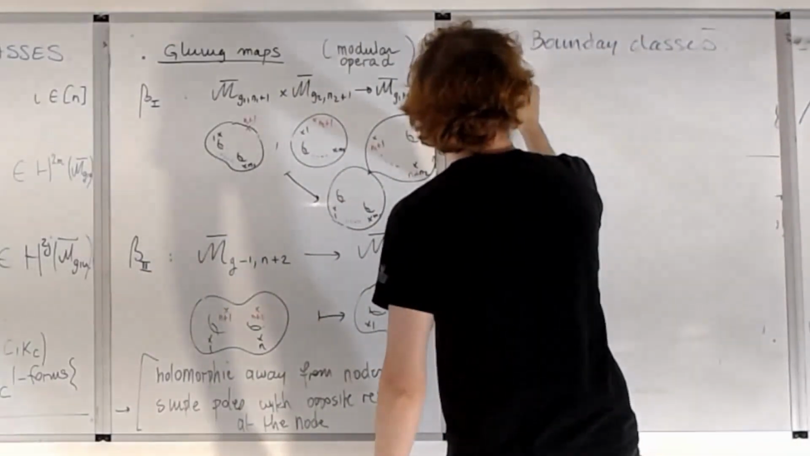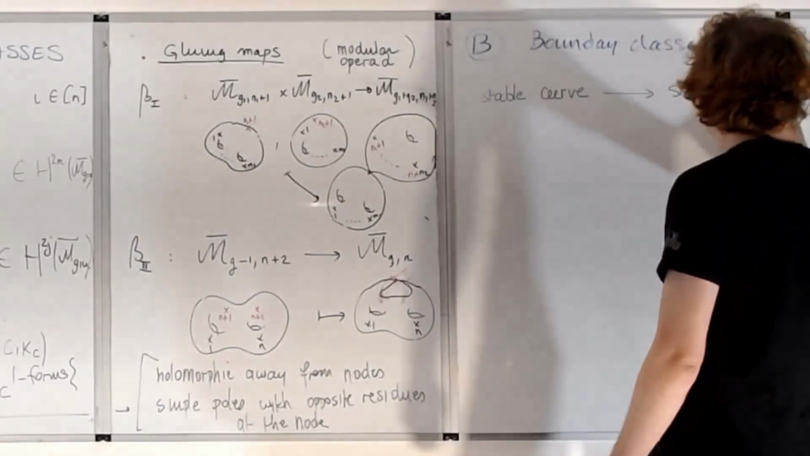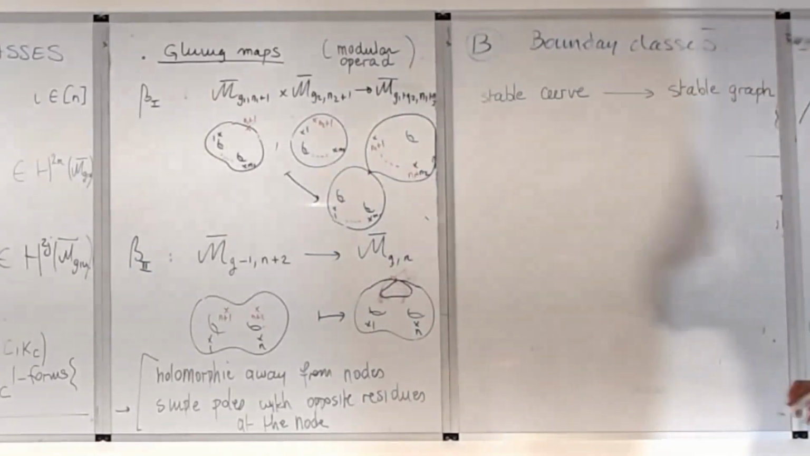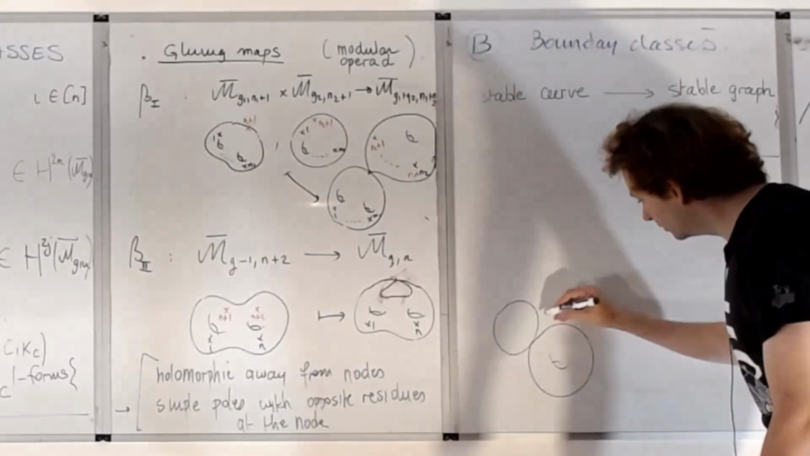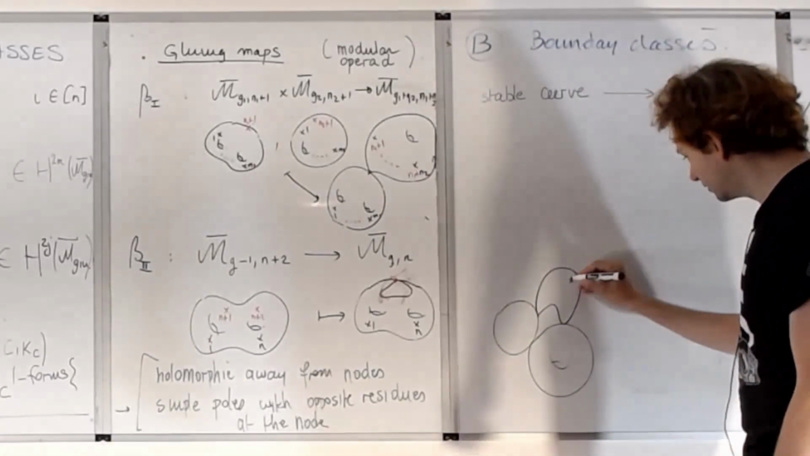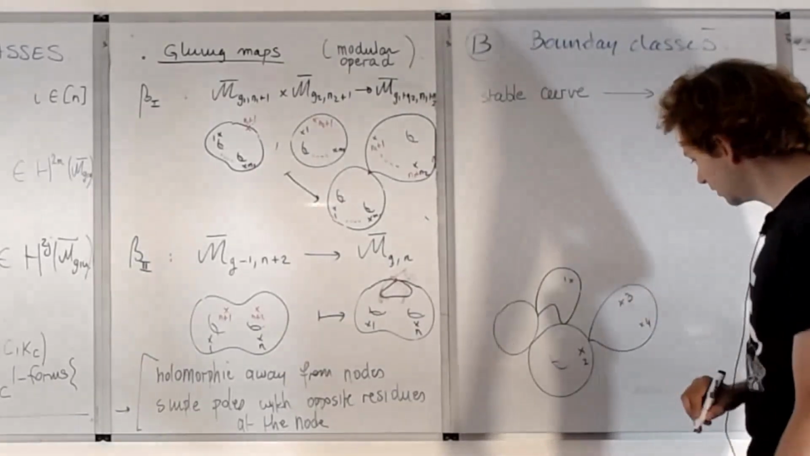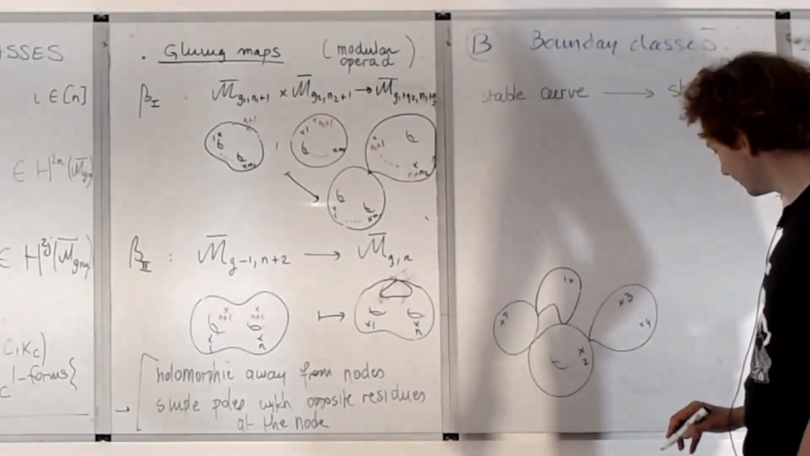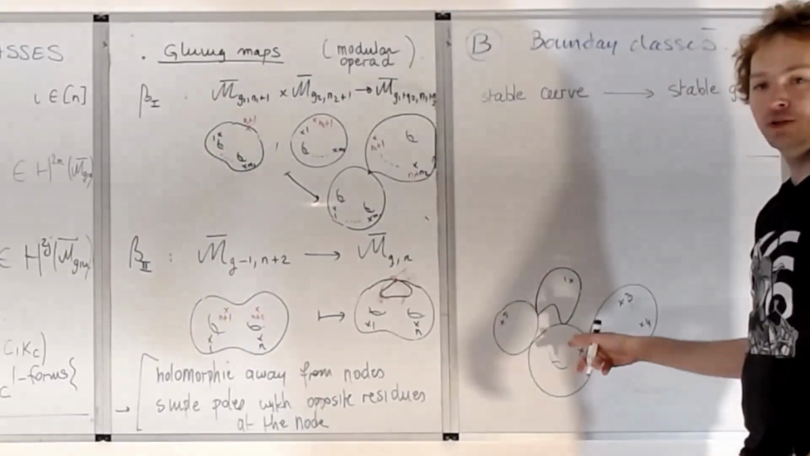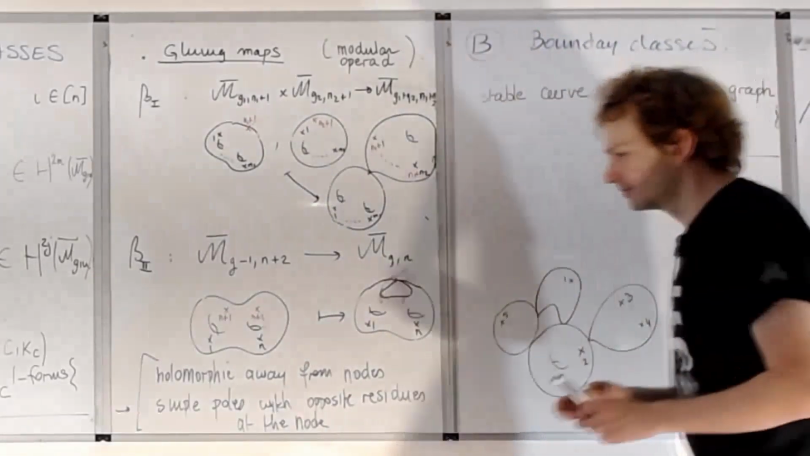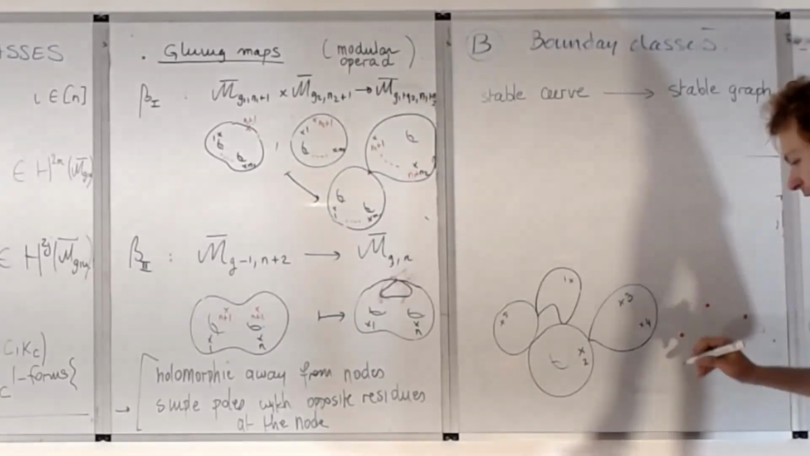So if you have a stable curve, you can attach to it what is called a stable graph. First I'm going to do one example, and then I'm going to give the definition in general. So let's do something sufficiently complicated. Okay, and here I need one marked point. Good. So first you take the normalization, so you detach the nodes. And I want to put a vertex in my graph for each of the smooth components. So there's going to be one vertex coming from here, one from here, one from here, and one from here, because we have 4 smooth components.